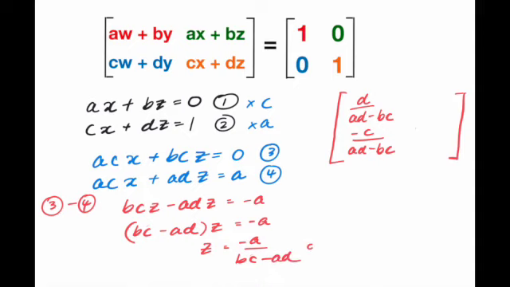Now to rewrite that with the same denominator as before, we'll multiply top and bottom by negative 1. So we can express Z as A over AD minus BC. And that's our entry in the second column of the second row of our inverse matrix.